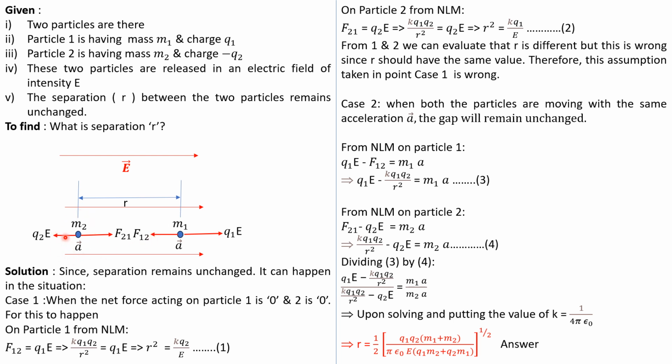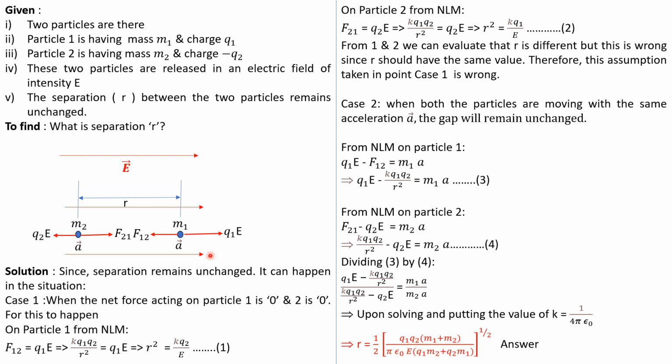Similarly, we can show the forces acting on particle 2. F21 is the force on particle 2 due to the charge on 1 in this direction, because it will attract towards the positive charge. And q2E will be in this direction because q2 is negative charge, meaning particle 2 has the negative charge, so it will be attracted opposite to the electric field. So this is the force.